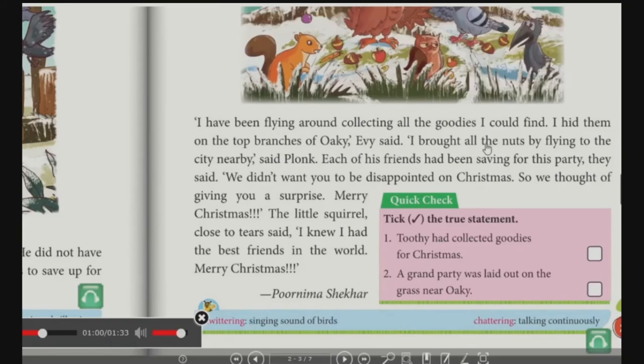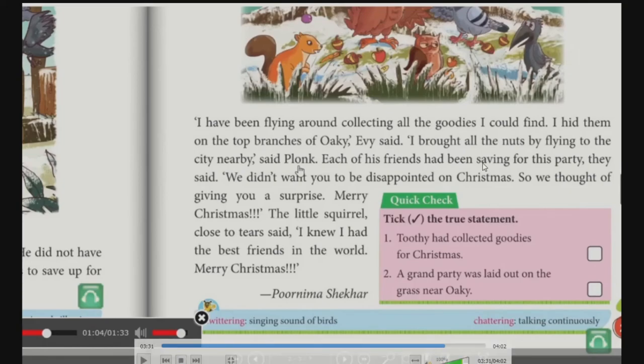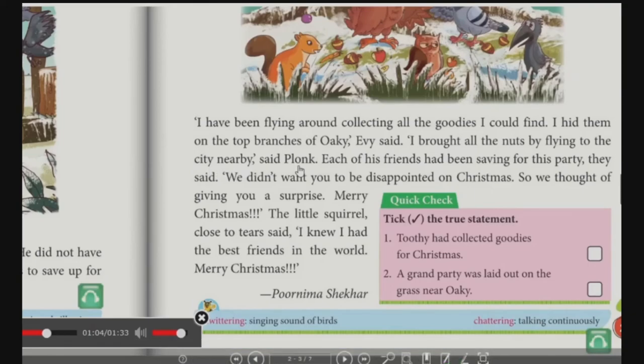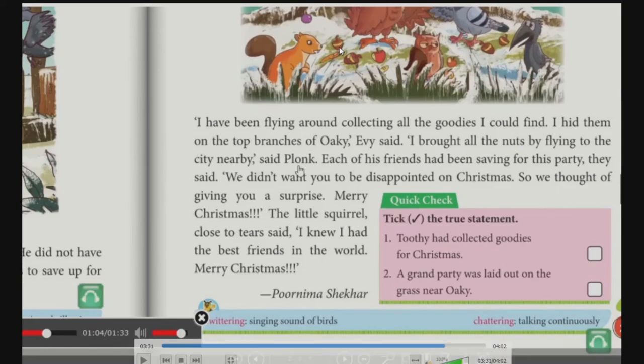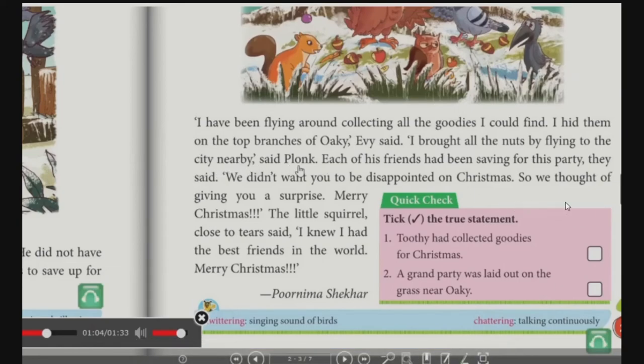I brought all the nuts by flying to the city nearby, said Plunk. Plonk means the pigeon. The pigeon brought all the nuts by flying to the city nearby. That means this was a forest, and you know that in city areas we do not have forests. So the pigeon, that is Plonk, had to go to the city that was close to the forest.